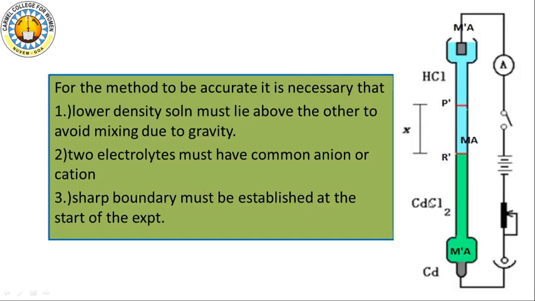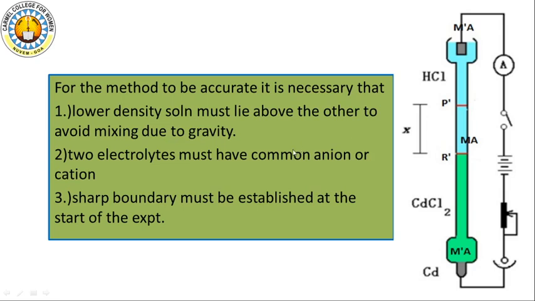So this is the apparatus that is used in this particular method. For the method to be accurate, it is necessary that the lower density solution must lie above the other to avoid mixing due to gravity. We take two electrolytes. You can see the two colors. So one electrolyte down here and the top electrolyte. The electrolytes are selected in such a way that the lower density solution must lie above the other one having higher density in order to avoid mixing due to gravity.